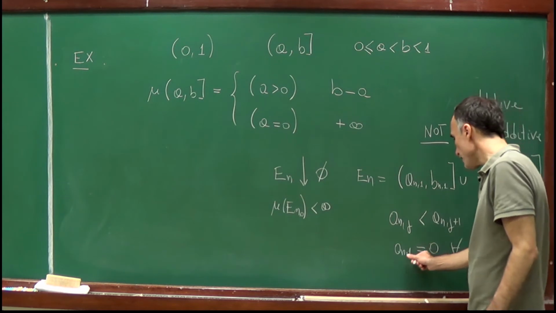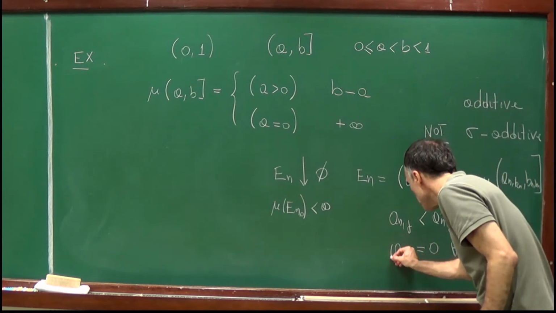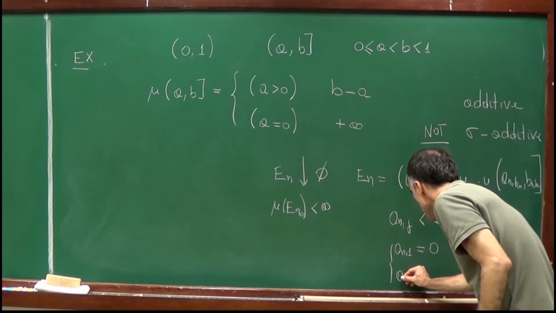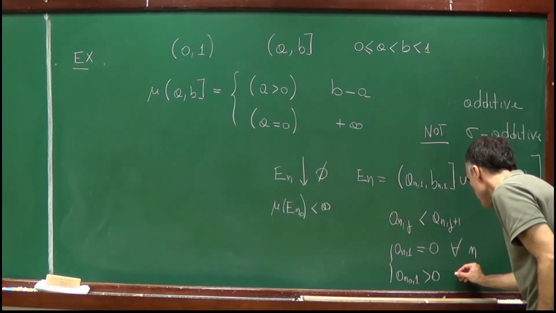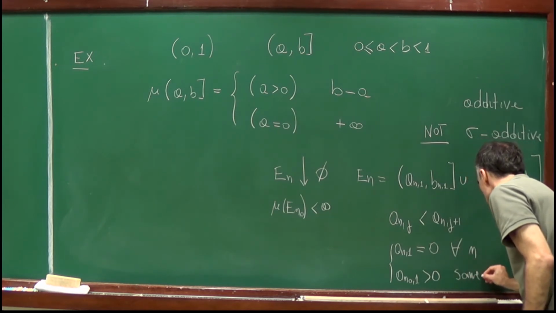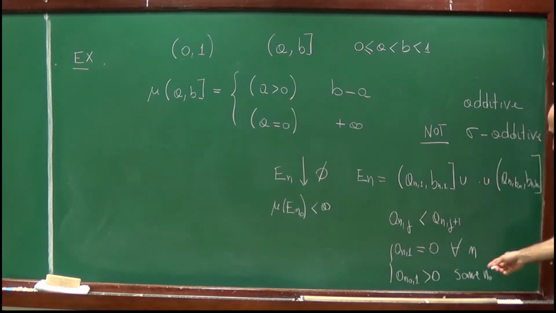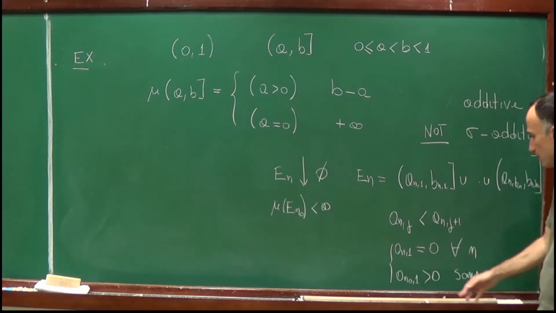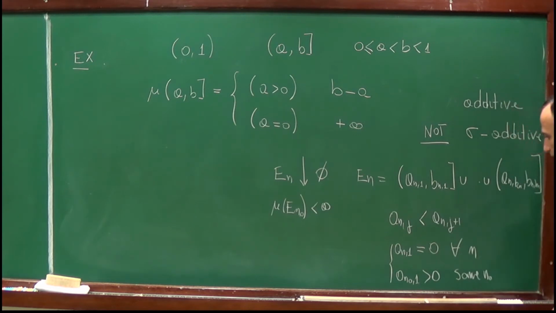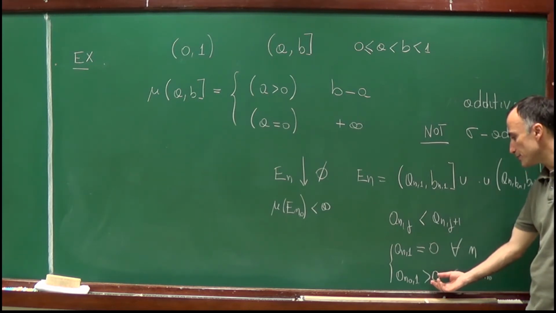While if a_n is 1, so there are two cases, or there exists one a_n0, 1, which is strictly bigger than 0 for some n0, and then in this case you can show with some work, and we will see that when we will extend to the sigma algebra generated by the intervals, the measure defined on intervals as the length, that indeed it's continuous at this sequence, it's continuous at the empty set.